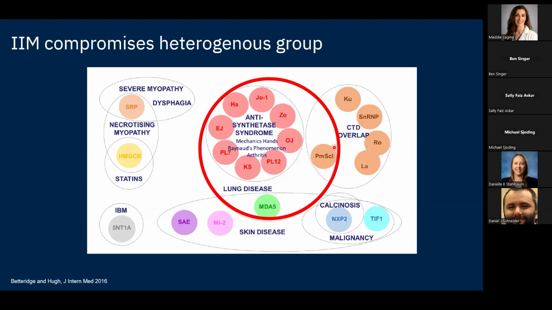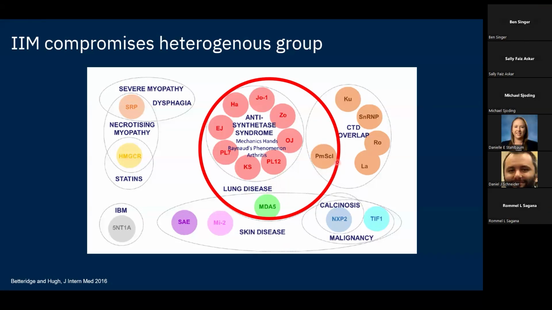I'm not going to talk about the PM-Scl group so much because they typically have an overlap between dermatomyositis and scleroderma features. And I usually treat them based on which they look more like in clinic.